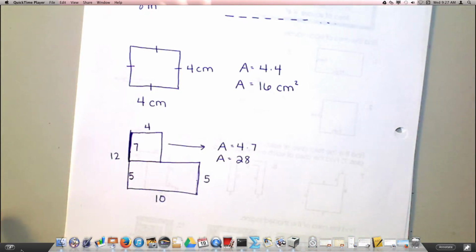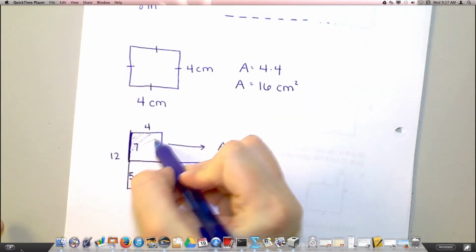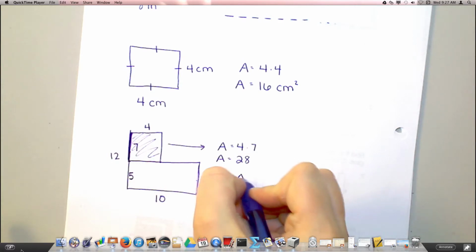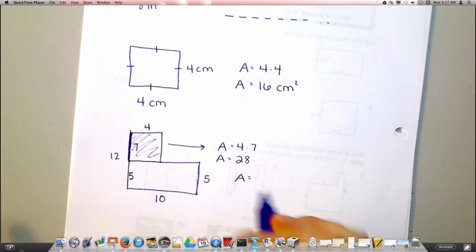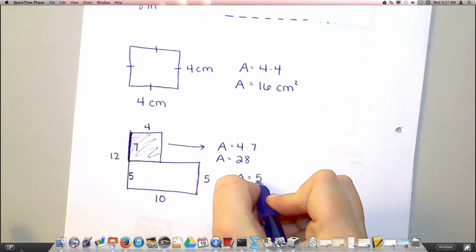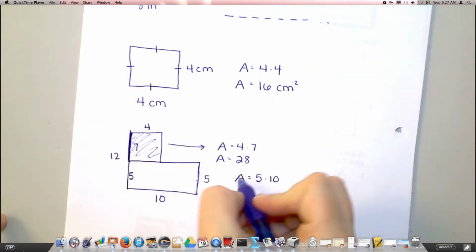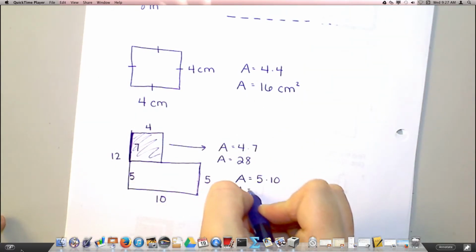Okay, we'll come back and talk about units in a minute. So that's this one. Now I want to do this bottom one. What am I going to multiply for the bottom one? Yep, 5 and 10. 10 and 5. Does it matter which way you do that? 5, 10, 10, 5? Doesn't matter a bit, does it? So the area down here is 50.